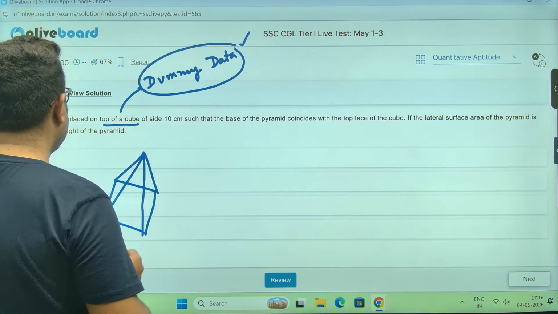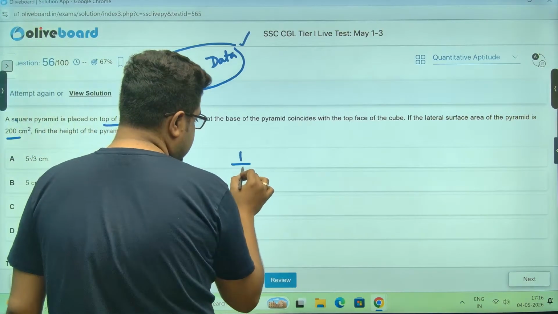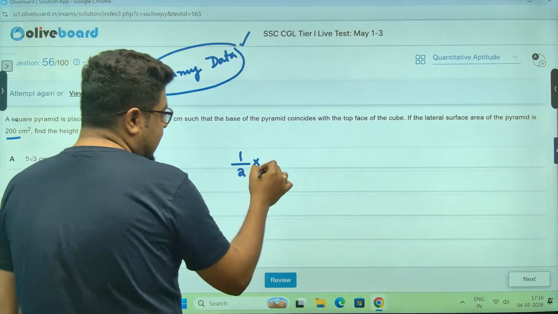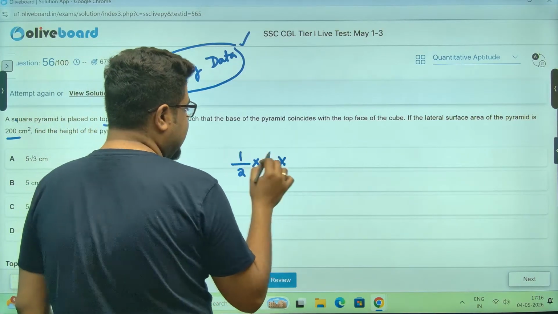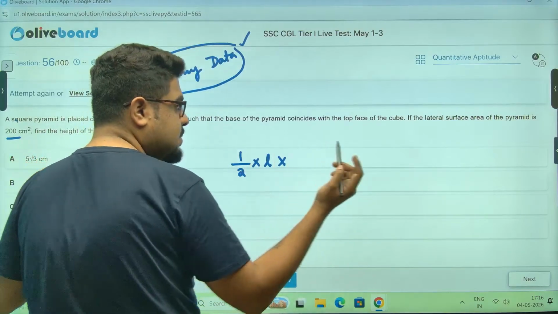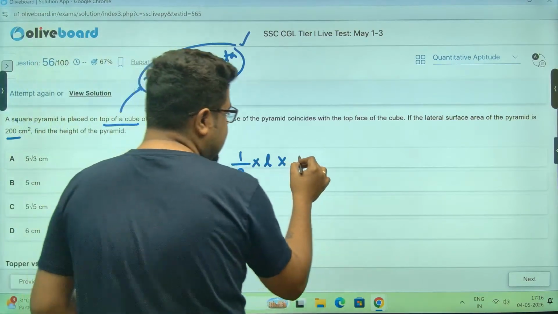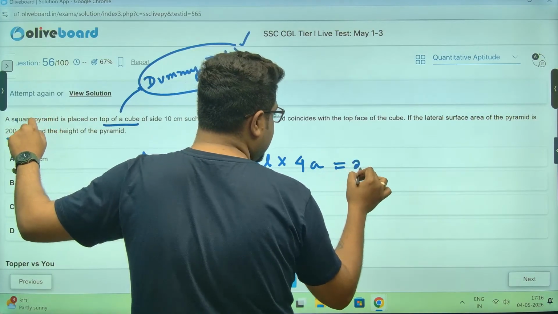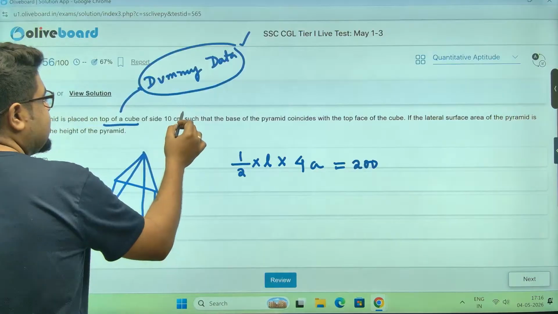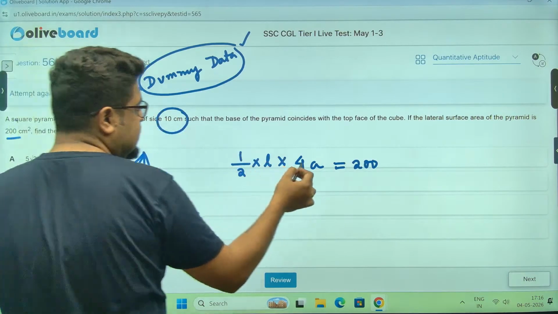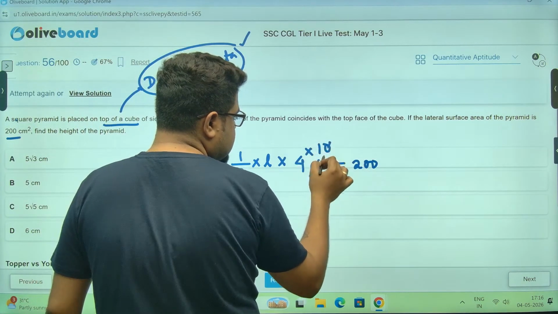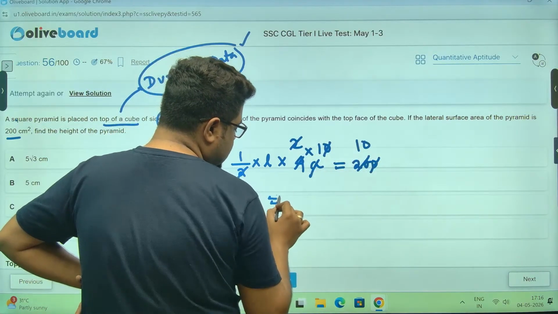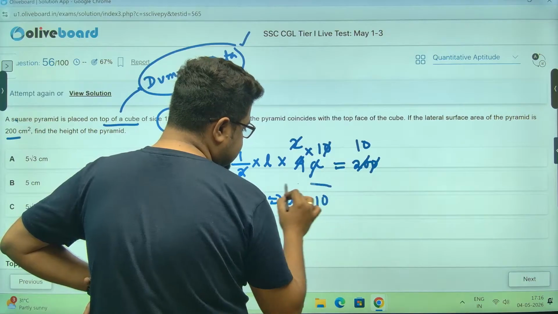Lateral surface area is half into L, the slant height, into the perimeter of the base. The perimeter of the base will be 4A, which is equal to 200. The side A is given as 10 centimeters, so the zeros cancel, the 2s cancel, and this is 10. So the slant height is 10 centimeters.